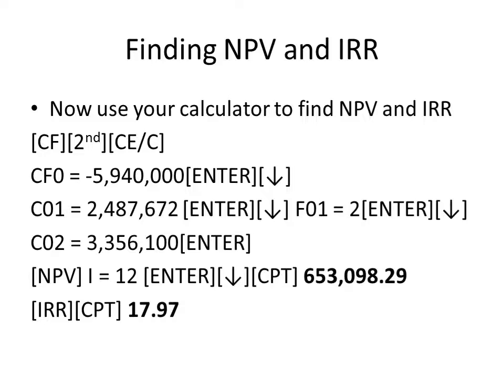And finally, just for fun, since we have the numbers anyway, let's find the IRR. So hit your IRR button and then hit your compute button. And it turns out that the IRR of this project is 17.97. That's a percentage, so that's a rate of return. Now you know how to set up capital budgeting problems and solve them for your homework and for your exams.